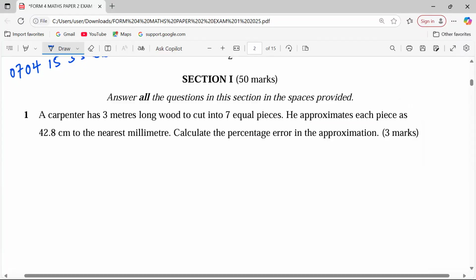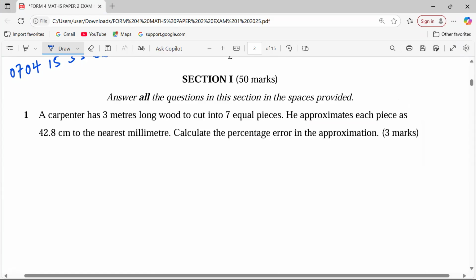Welcome to the paper now. Number 1, a carpenter has a 3-meter long wood cut into 7 equal pieces. He approximates each piece to be 42.8 centimeters to the nearest millimeter. Calculate the percentage error in the approximation.